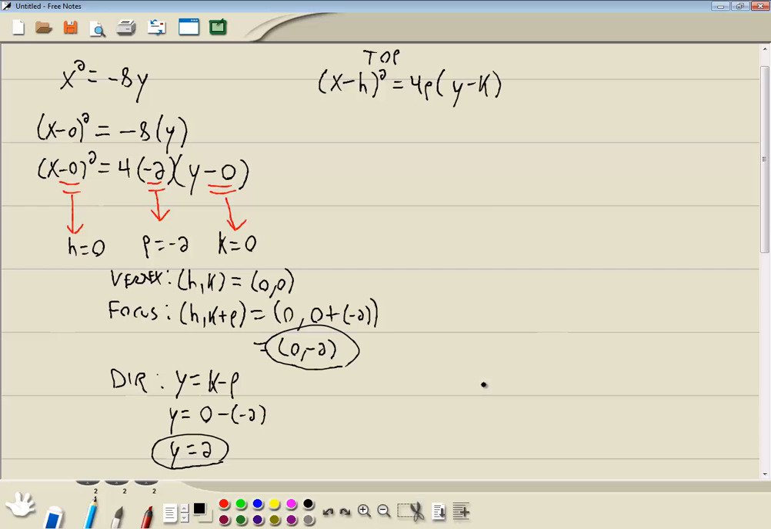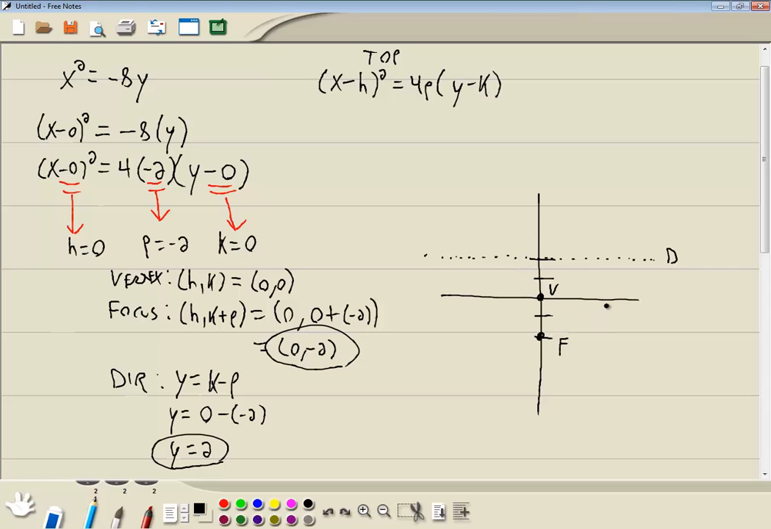I think they're wanting us to graph it. They graphed it. Okay. The vertex is (0, 0), which is right here. Our focus is (0, negative 2), so there's our focus. Our directrix is y is equal to 2, so that's our directrix. Now the vertex should be exactly in the middle of those two, so that's kind of a check to see if you did your basic math right.